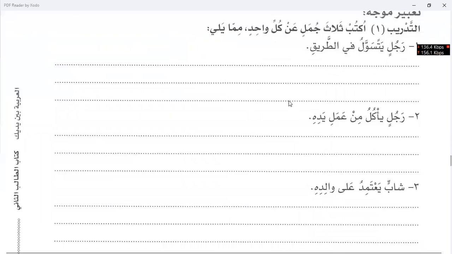Anyone else? He's lazy. Sorry? Maridun. Huwa maridun. Okay. Then in this way, huwa kaslanu. Then a man who eats from his own work. You need to say three sentences about this man. Anyone?